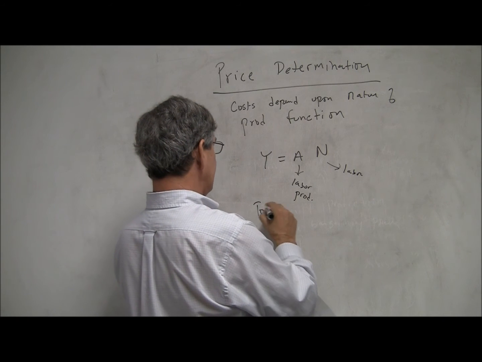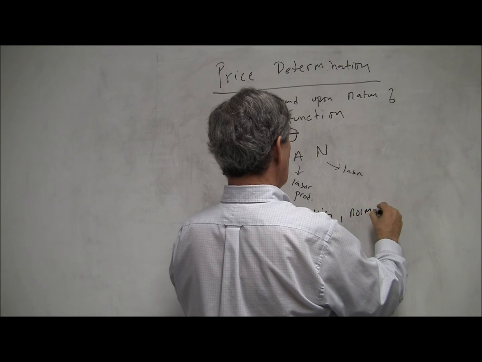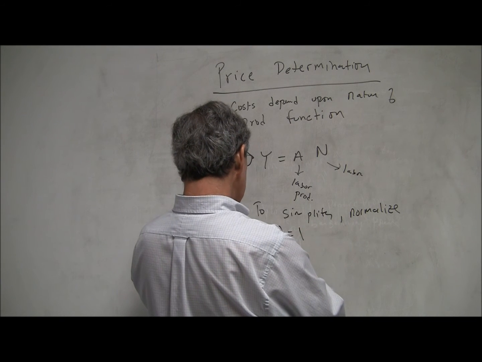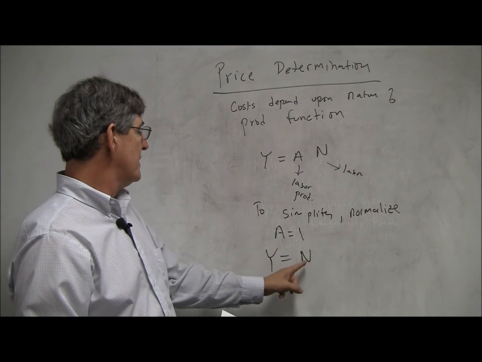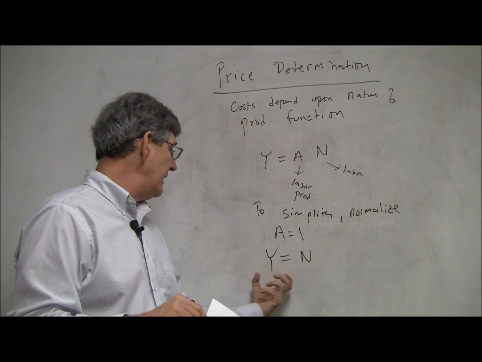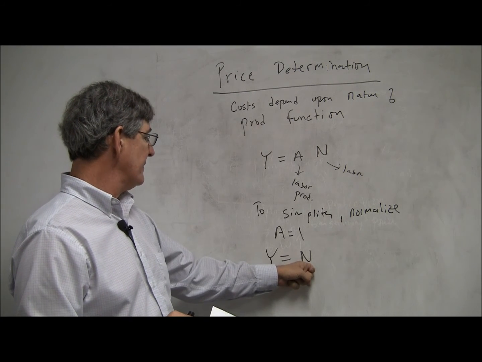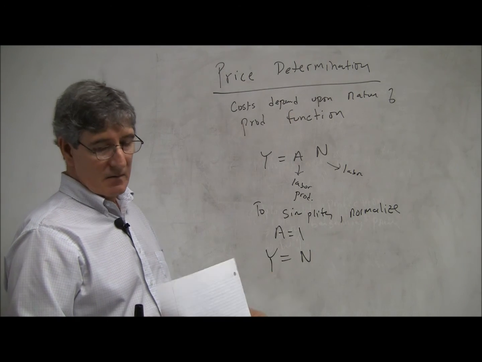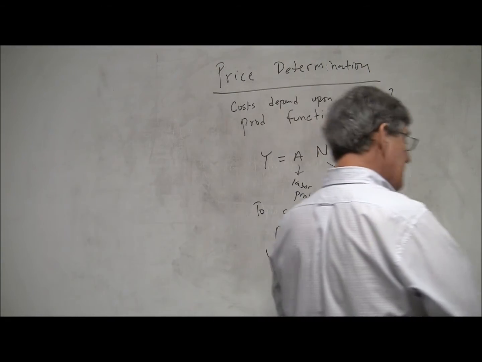Now, to simplify, we're going to normalize. You can always change units, so it's fine to have A equal to 1. So our production function is just going to be Y equals N. Output equals the number of labor. You could measure this in hours, or in 2 hours and 3 hours. All you have to do is measure it so that 10 labor units give you 10 pieces of output in some time period.